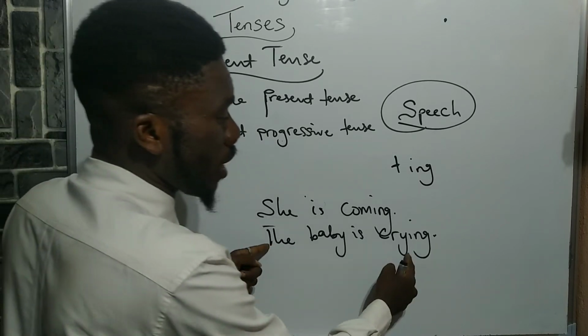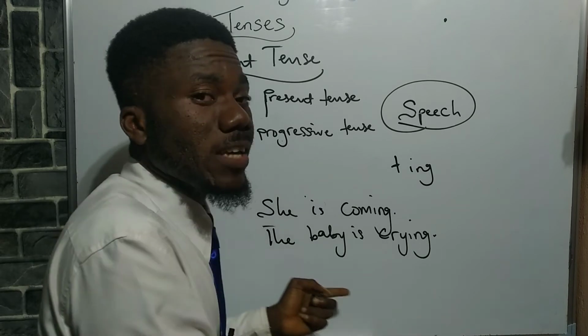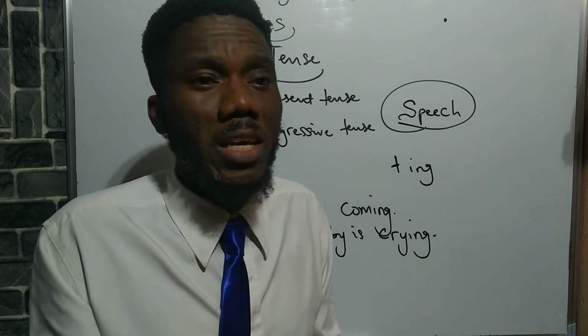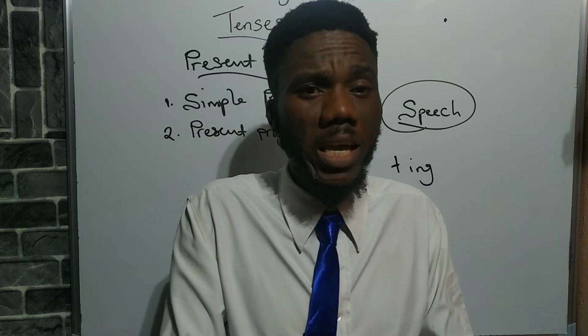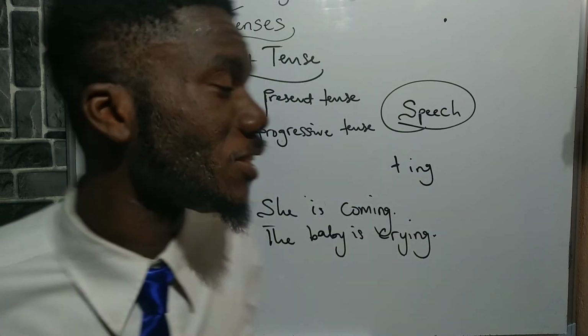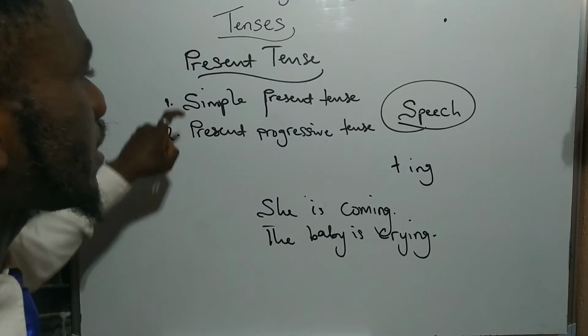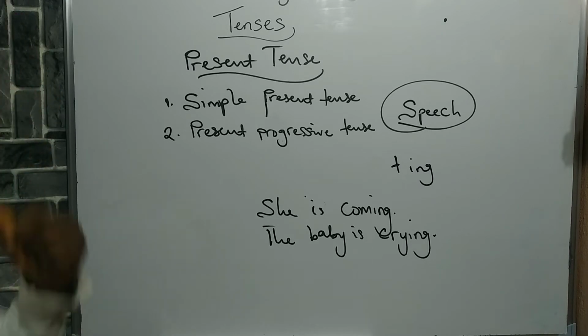Instead of saying the baby is crying, if you want to change it to the simple present tense form, what you're going to have is the baby cries. Or the baby cries a lot. The baby cries often. The baby cries every morning. The baby cries every night. Maybe as you are saying it, the baby is not even crying, but you're trying to say that the baby always cries. Now, that is the difference between the simple present tense and the present progressive tense, or present continuous tense, as you may wish to call it.